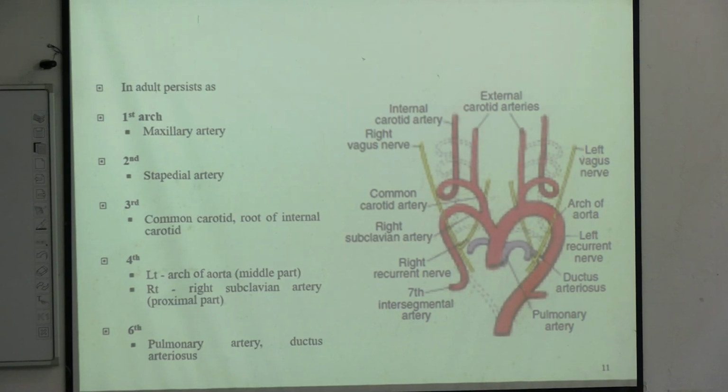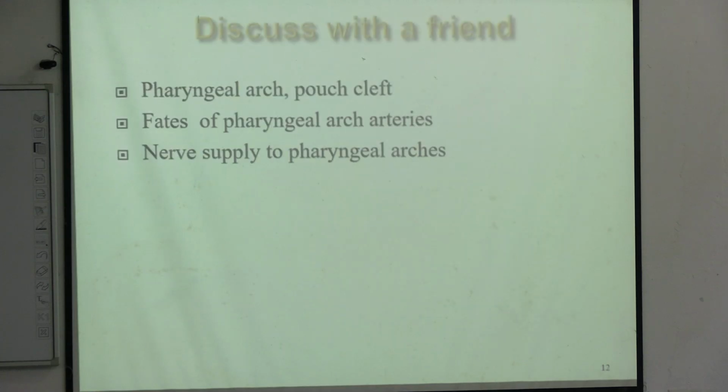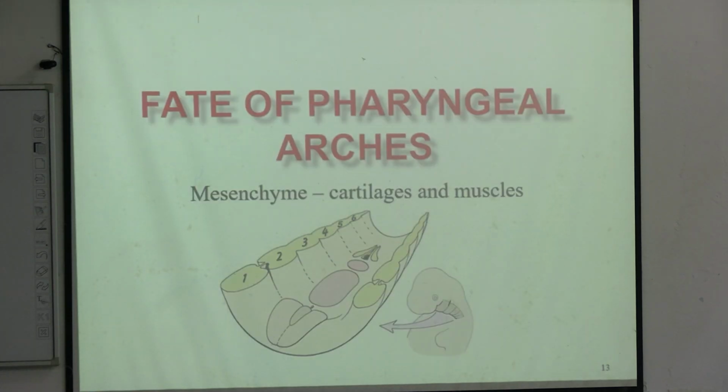They ask MCQs based on this. Clear? So these are the fates of these arteries, and you have to know they are feeder arteries and they feed each particular arch, and eventually they form these structures in adult. That's it. Now coming to the complex part of the pharyngeal arch.